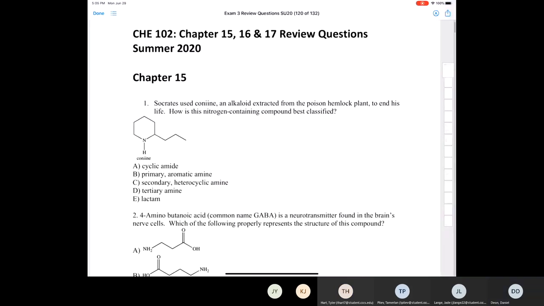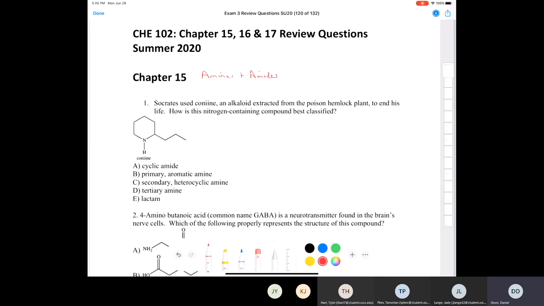Okay. Here we are, Chemistry 102, Chapter 15, 16, and 17, review questions for this summer. So let's start with the first question about Chapter 15. And remember that Chapter 15 covers amines and amides; they are kind of the main focus of that chapter.